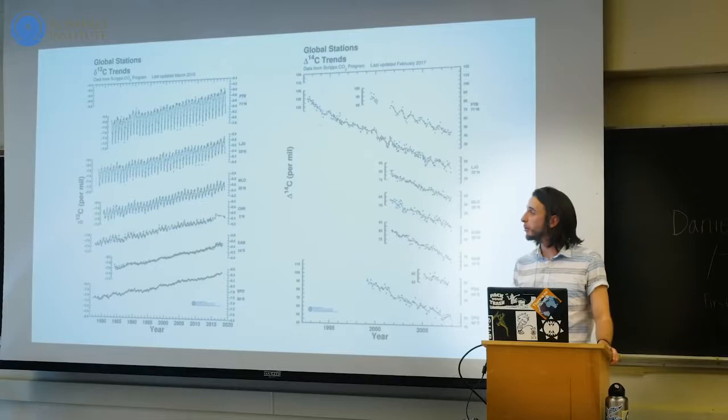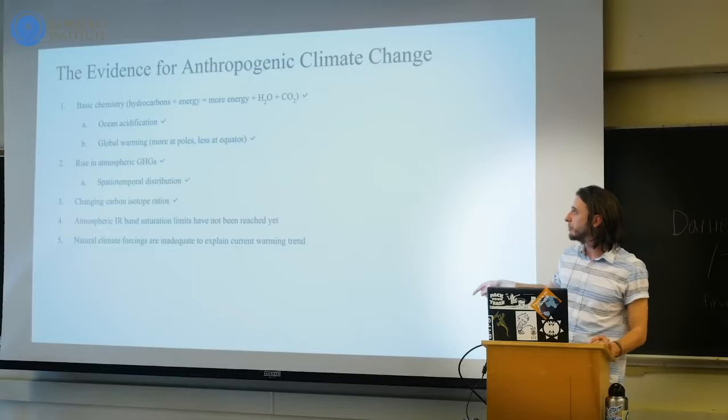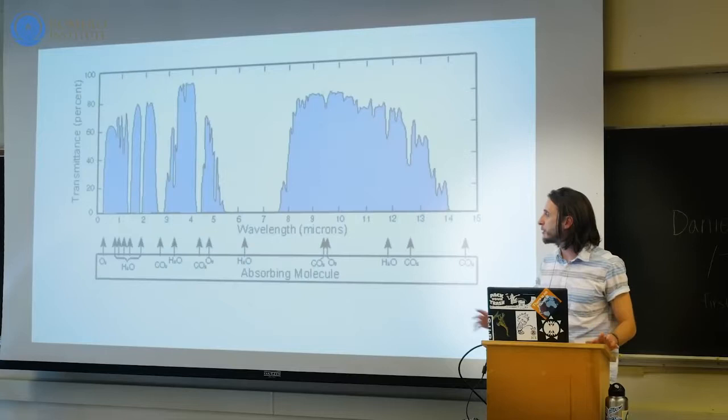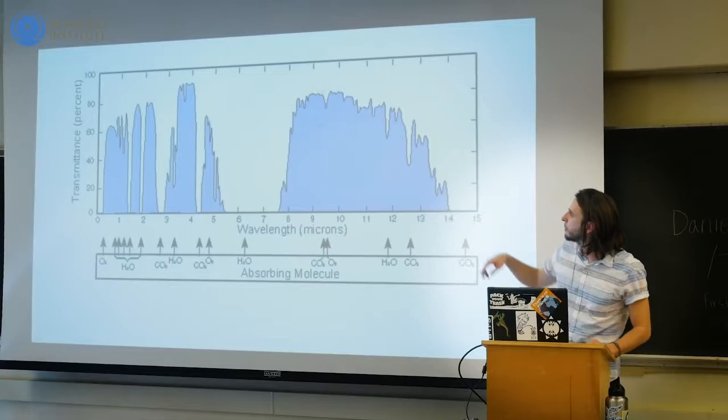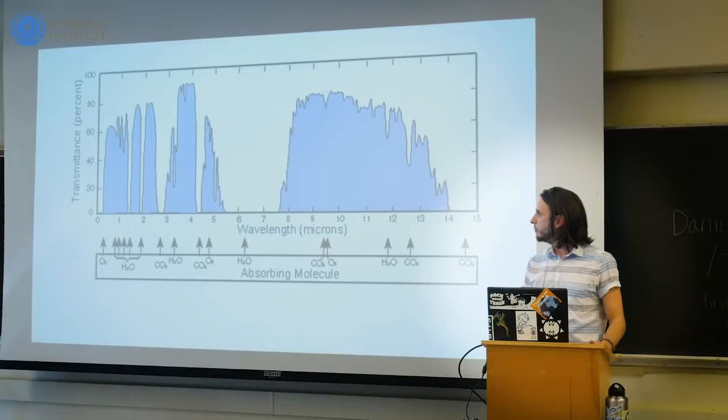We can see it. Number 4, the atmospheric infrared absorption bands have not yet been saturated. And that's very jargony. What does that mean? Well, if you remember this graph, I circled the little IR absorption band. It's that big dip right there. So that's just how much energy is blocked by our atmosphere, right? Due to different greenhouse gases.